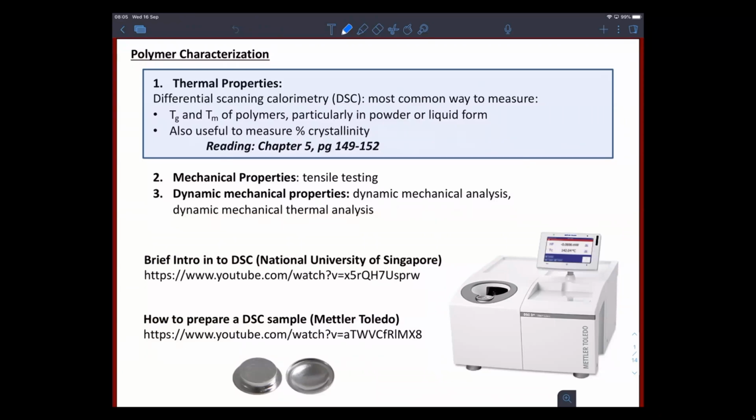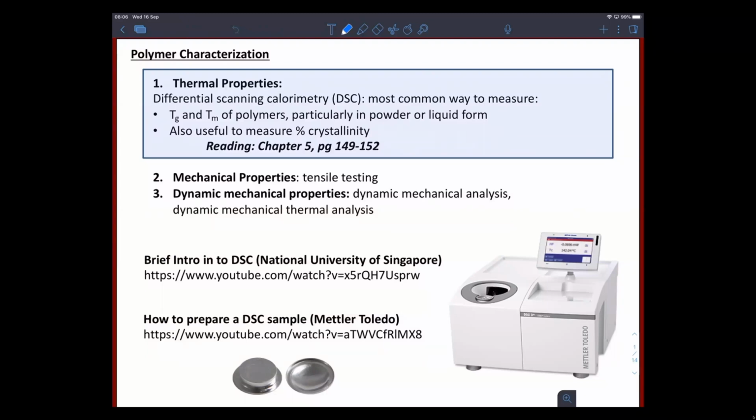So today we're going to talk about the thermal properties, or measuring the thermal properties of polymers, and we're going to look at differential scanning calorimetry. Differential scanning calorimetry is the most frequently used technique in thermal analysis. It's used to measure the behavior of materials as a function of temperature or time, and it can be used to measure things such as melting points, crystallization behavior, and also chemical reactions.